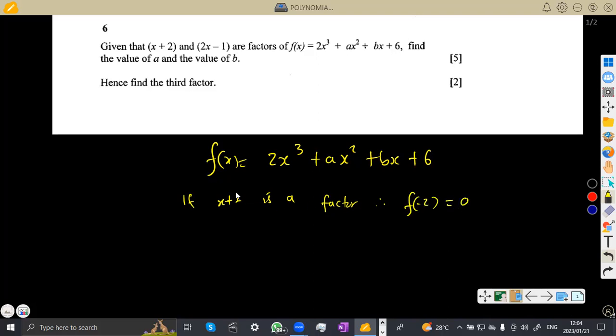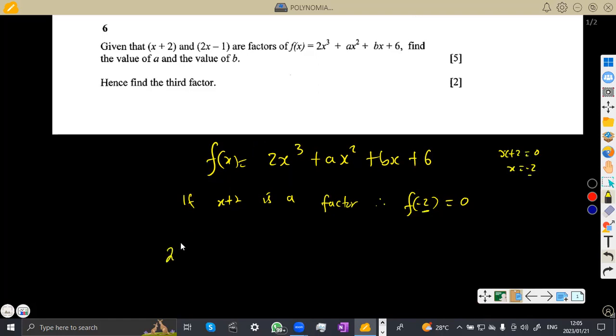So that's it. Remember, you introduce a minus, so f of minus 2 must be equal to 0. So all you can do is equate this. x plus 2 is a factor, so x plus 2 should be equal to 0, so x is equal to minus 2. So let's substitute when x is minus 2.